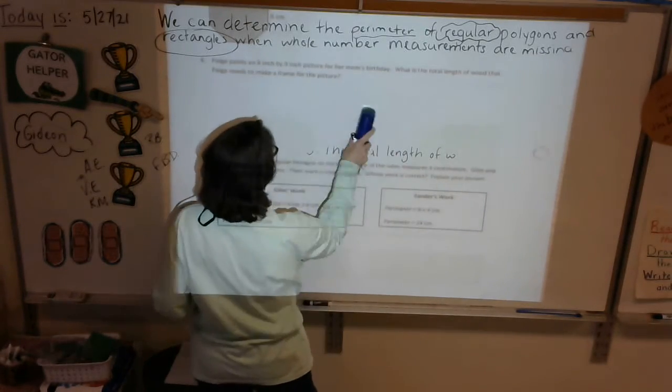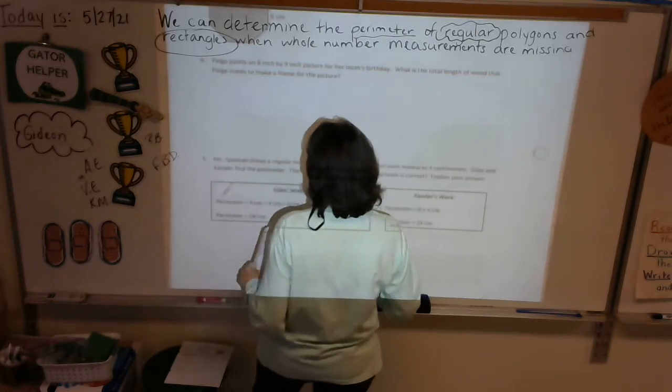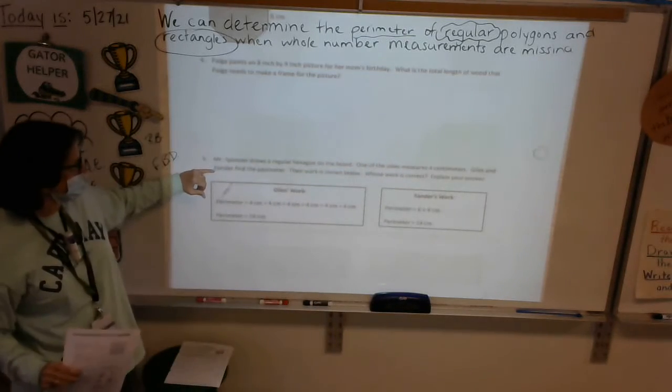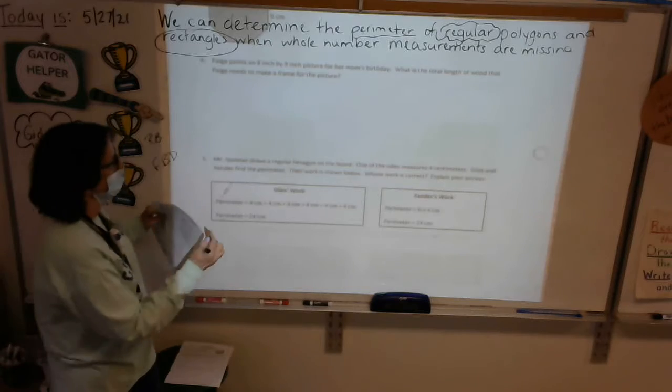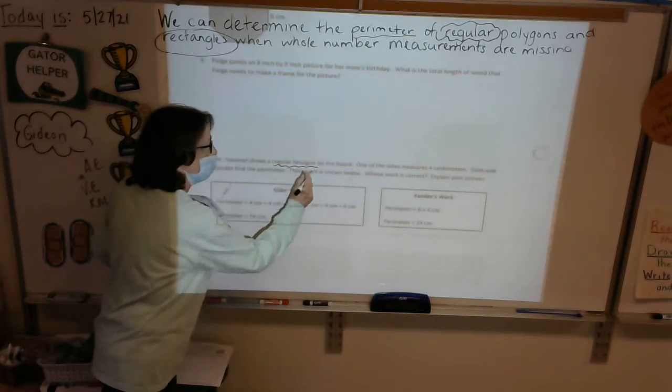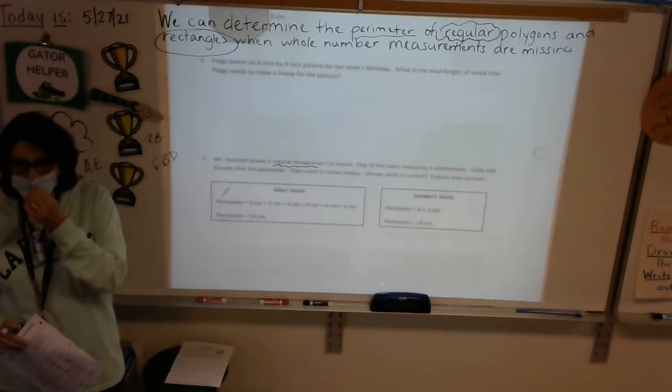Okay, sorry we're kind of rushing. I want to get this done before Mrs. Baxter comes over. It says, Mr. Spooner draws a regular hexagon on the board. Let's underline that. We mean all the sides are equal.